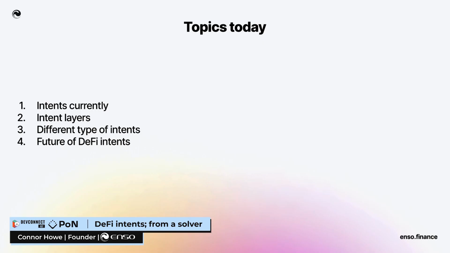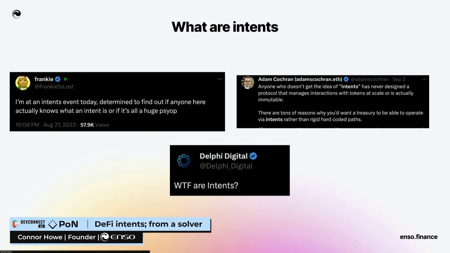Today's topics: a quick overview of intents, the different layers of intents I think we should be looking at a lot more, different types of intents, and what the future of DeFi intents could look like.